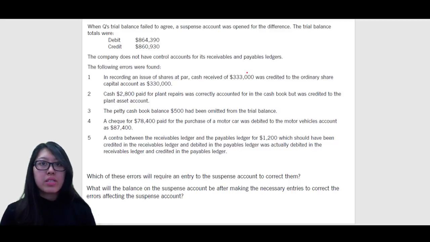Okay, so now that we've covered some basic concepts on what kinds of errors we can encounter and what the purpose of a suspense account is, because it's actually quite important, let's try to get into some question practice. Because a good way to actually correct the errors is to, well, just experience it by hand. So let's read this question together.